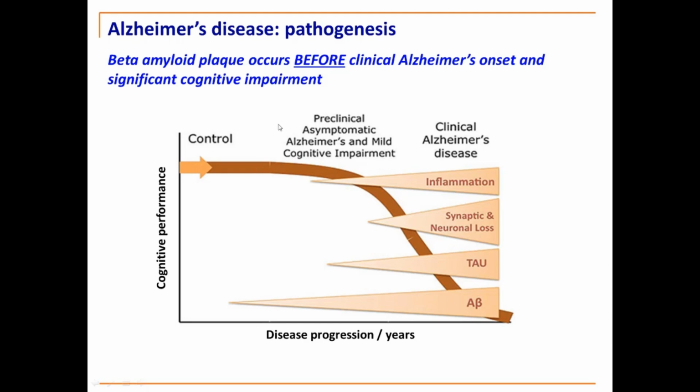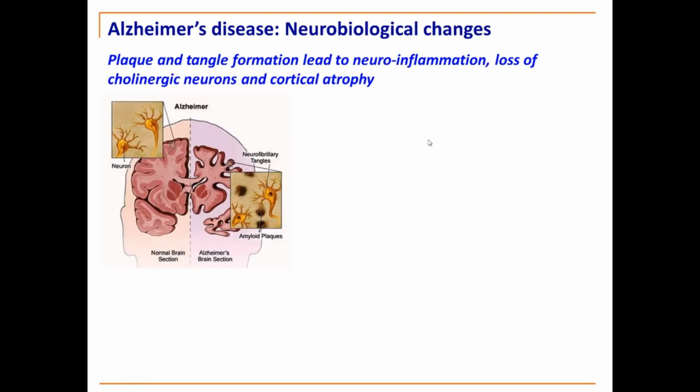So in these early phases, you can see this is your preclinical asymptomatic Alzheimer's and your mild cognitive impairment, because the cognitive performance is pretty much near normal at this stage. You're only mildly impaired. And then as it gets more severe, you can see that you're hitting clinical Alzheimer's disease with significant cognitive impairment. So as we've said, the plaque and tangle formation lead to neuroinflammation, the loss of cholinergic neurons, and cortical atrophy.